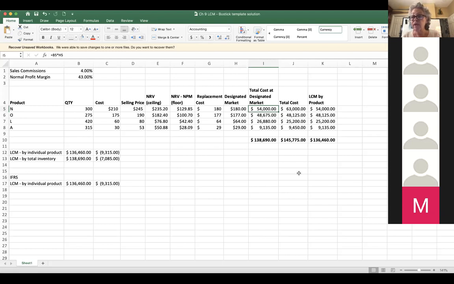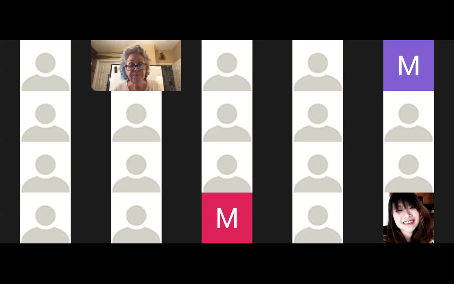Obviously, LCNRV has fewer calculations because you only have to calculate NRV and then compare it to cost. So this is how you do a write down for FIFO, and the second method is how you do it for LIFO. Right, so LCNRV is FIFO and average cost. LCM is LIFO and retail methods, and retail methods is what we're going to address now. Okay, so I'm going to stop sharing.